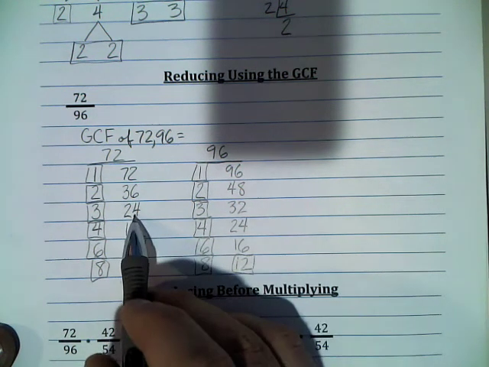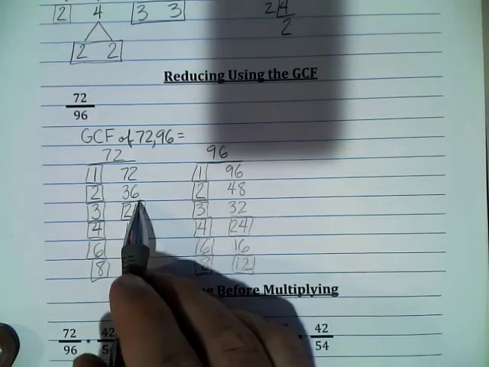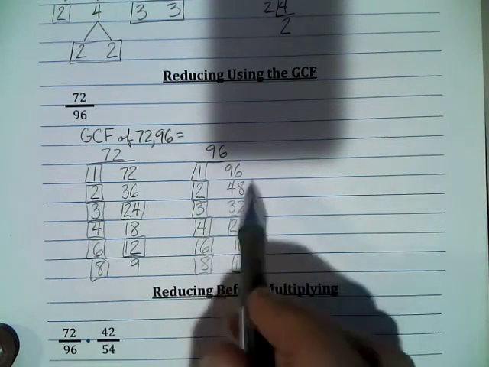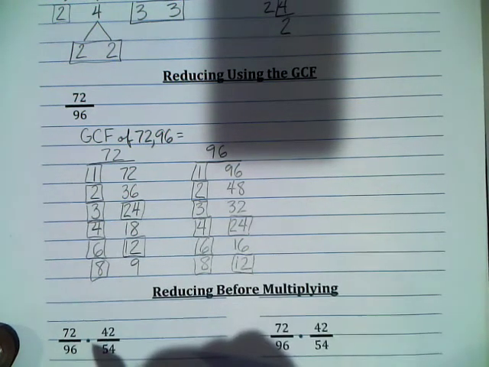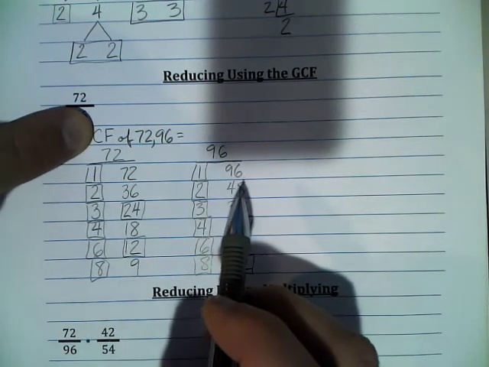Do they both have 24s? Yeah, they do. Do they both have 36s? Nope. And do they both have 72s? No. So what we have boxed right here now are the common factors.